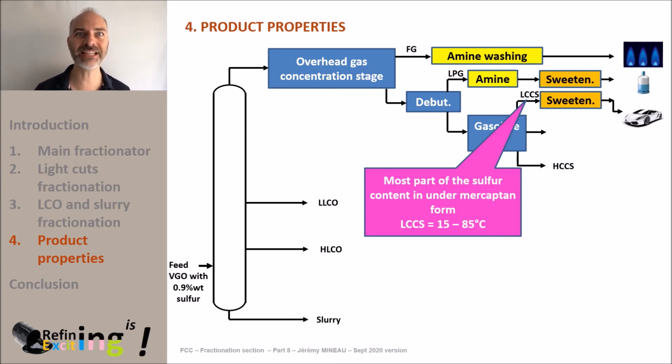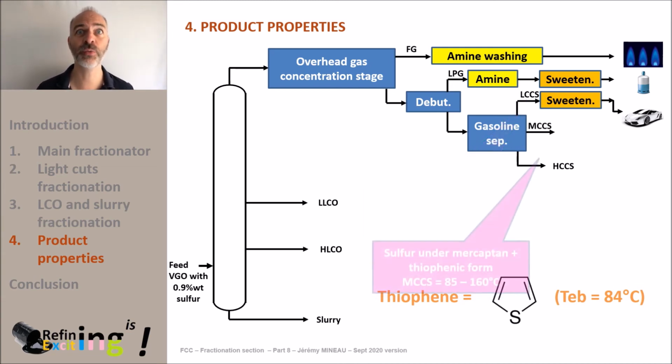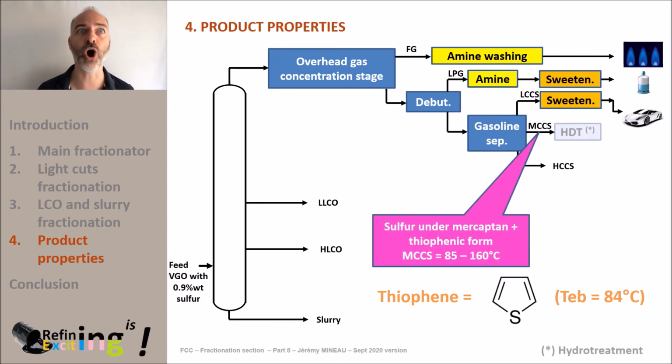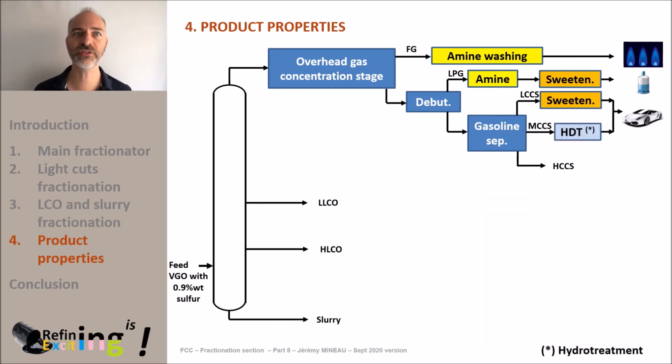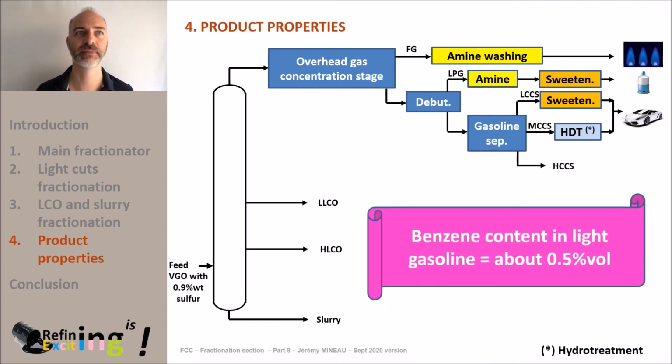Maximizing these mercaptans in the LCCS corresponds to considering a cut point between LCCS and MCCS of about 85 degrees C. Indeed, beyond 85 degrees C, the sulfur is also present under thiophenic form that is not able to be removed in a sweetening process. To remove this thiophenic sulfur, we need to consider a hydrotreatment step to remove the whole sulfur compounds. Note that the benzene content in the light gasoline is about 0.5 volume%. As a reminder, the maximum benzene content in commercial gasoline is 1% volume. So, no specific issue regarding this item.